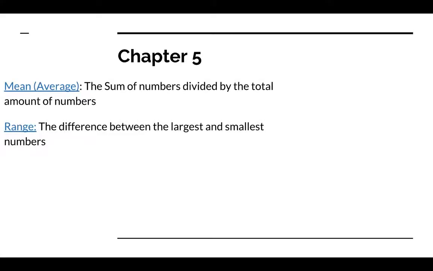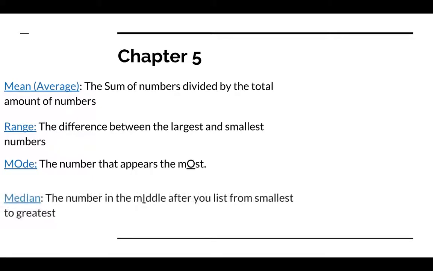Range is the difference between our largest and our smallest numbers. You subtract your biggest number and your smallest number in a set to get your range. Your mode is the number that appears the most in the set of data. We use O as a reminder: mode has O, most has O. Our median is the number in the middle once you list your numbers from smallest to greatest. You have to list them or else you won't get the right number.